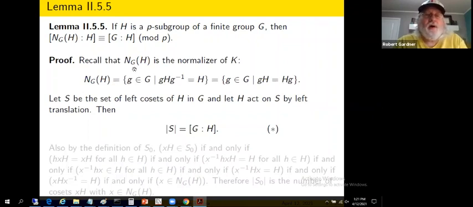Okay. Recall the normalizer of H in G is all g in G such that conjugation fixes H. So the normalizer was defined as such. We could manipulate it. It reminds me of left cosets equal right cosets. It reminds me of normal subgroups, but this is defined for any subgroup H of G.